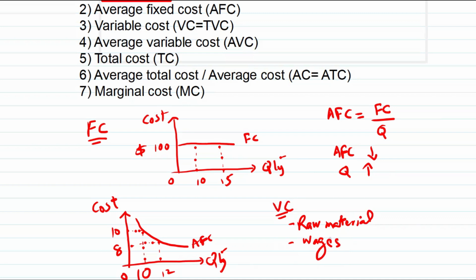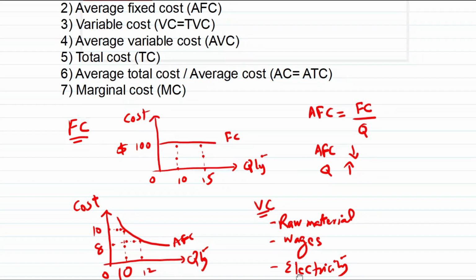Sometimes there are salaries of the fixed or permanent kind of staff, then that kind of salary will be the fixed cost, not the variable cost. But wages, if they keep changing with the change in output, then it will be variable cost. And another cost that may be included in variable cost can be electricity bills. If you use more electricity, then you will have to pay more cost, right?